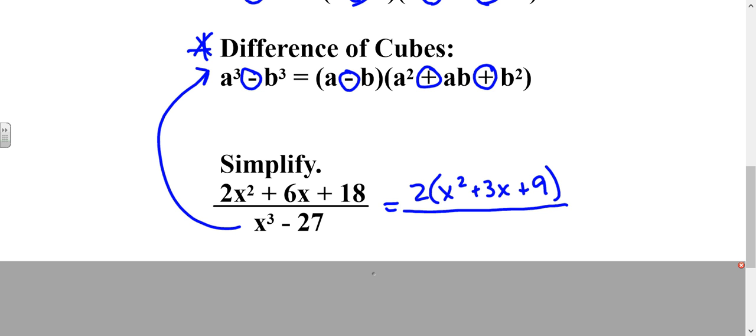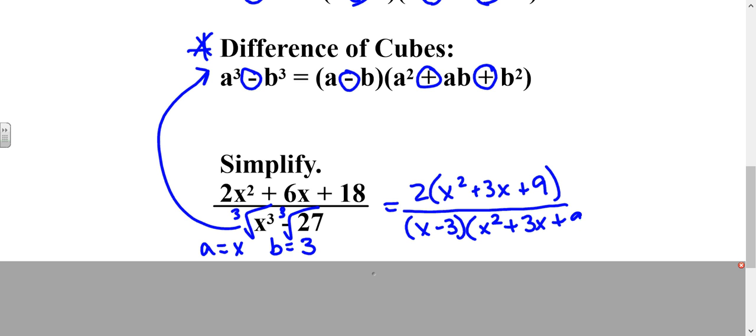So to find a and b, I would have to take the cube roots of the numbers. So a would equal x, and b would equal the cube root of 27, which is 3. So now I'm just going to fill those numbers into the formula. So I have a minus b, so x minus 3, times a squared, which would be x squared, plus a times b, which would be x times 3, which would be 3x, and then plus b squared. So 3 squared would be 9.